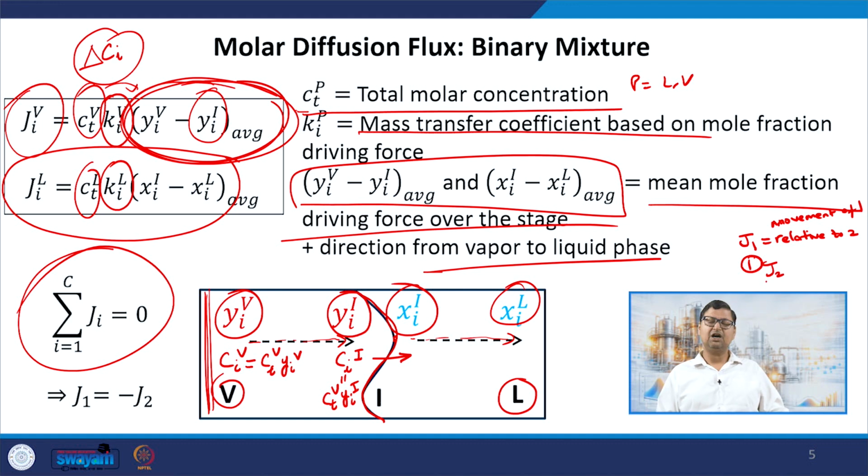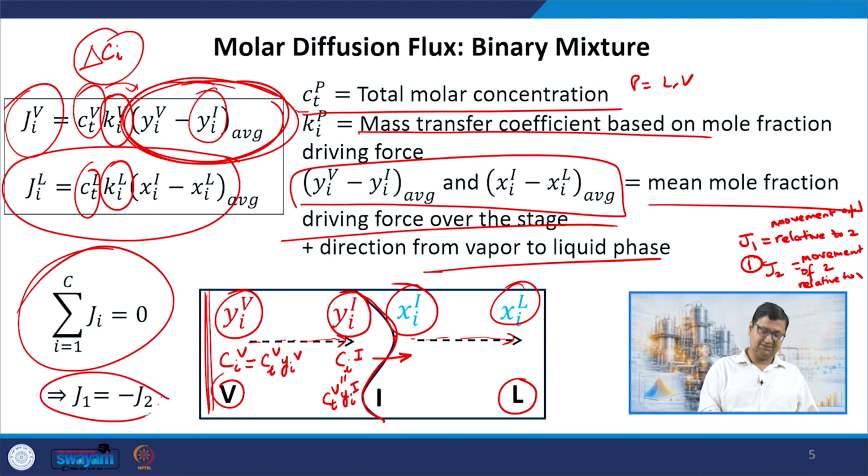J2 is opposite of that, the movement of 2 relative to 1, right? So therefore, if 2 is moving with some velocity with respect to 1, then 1 is also moving with the negative of that velocity with respect to 2, right? So that's why J1 should be equal to minus J2, right?